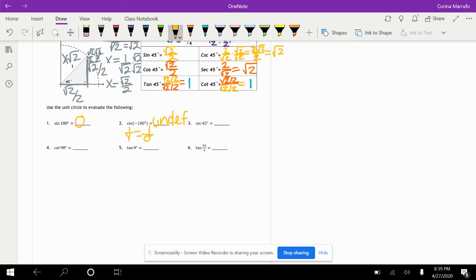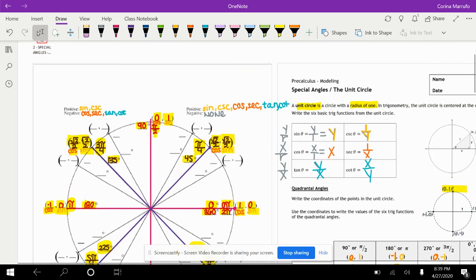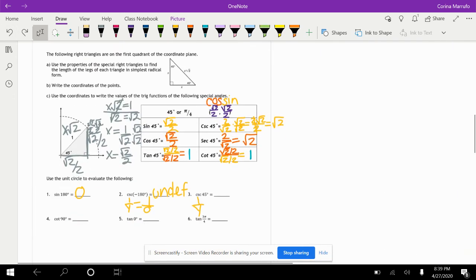Okay, moving on to cosecant. Now we need to remember that cosecant is, again, the opposite of sine. So 1 divided by y. At 45 degrees, we're going to go ahead and check that out. All right, at 45 degrees, it's the square root of 2 over 2. This is what I'm looking at right here. So I'm going to put 1 divided by the square root of 2 over 2. All we have to do is flip that around, and it becomes 2 over the square root of 2.